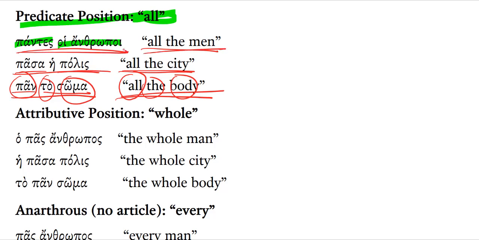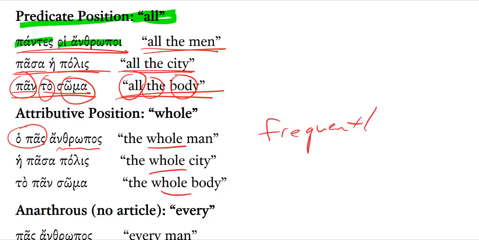Okay, in the attributive position, and that's where, remember, the adjective has the article, the noun may or may not, it frequently means whole. Notice the qualifications here where we're saying something like frequently means, right? Because context is most important. The whole man, ho pas anthropos, he pasa polis, the whole city, to pan soma, the whole body.